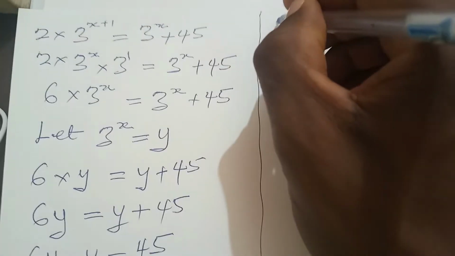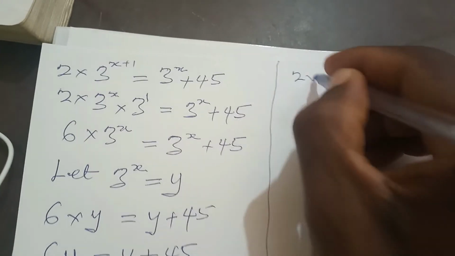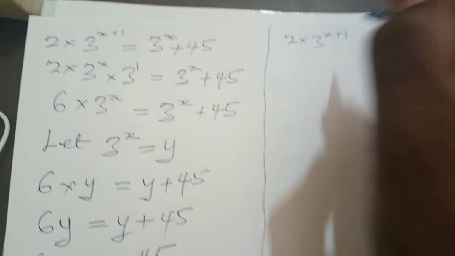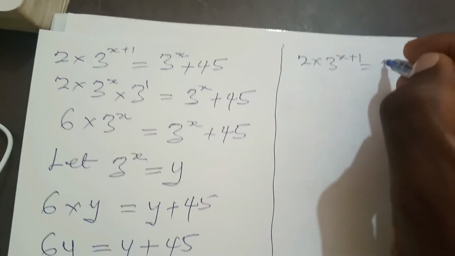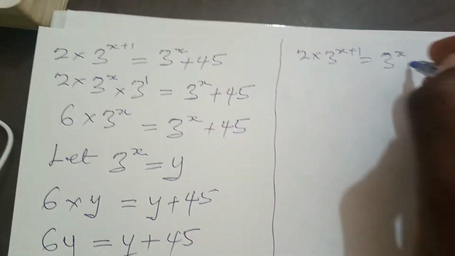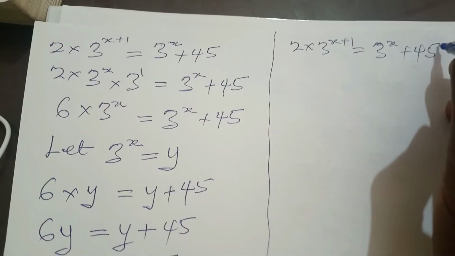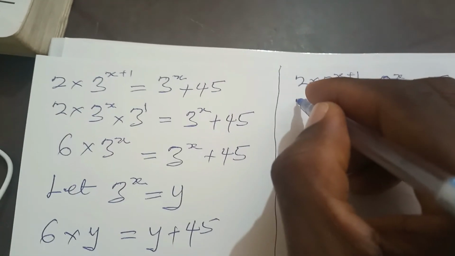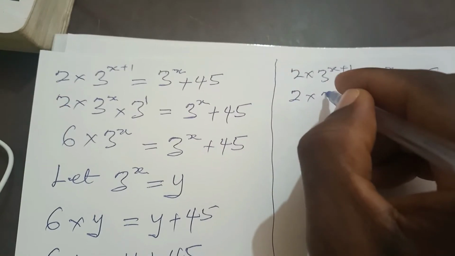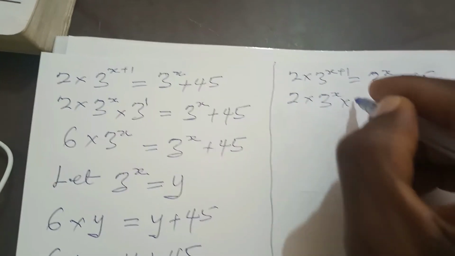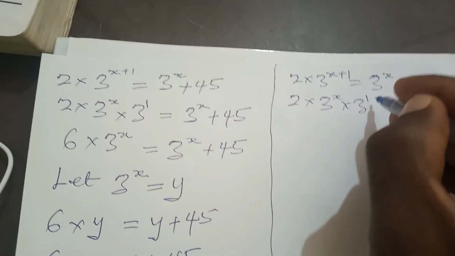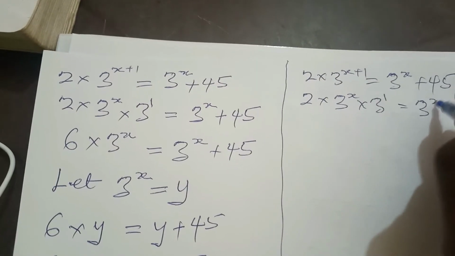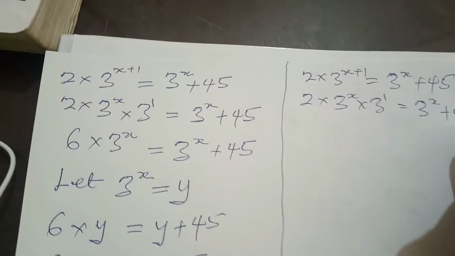So when we have 2 times 3 exponent x plus 1 being equal to 3 exponent x plus 45, we just go straight forward by doing 2 times 3 exponent x times 3 exponent 1. Remember law 1. That will be equal to 3 exponent x plus 45.